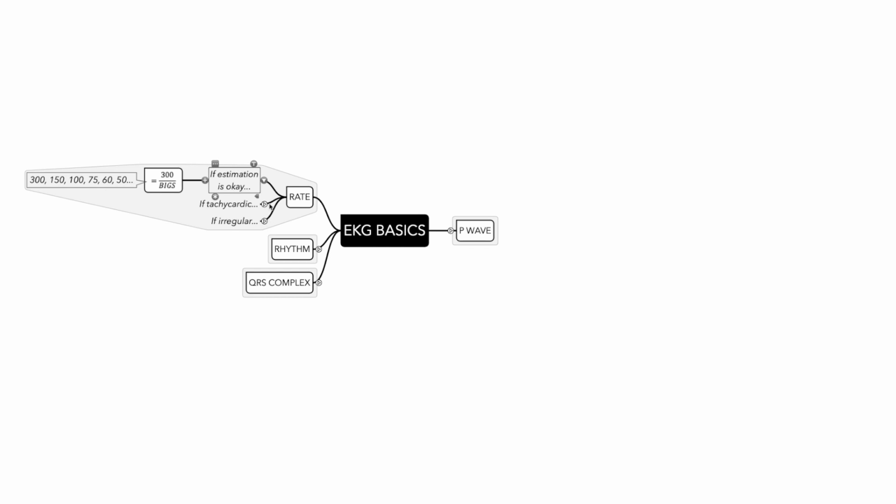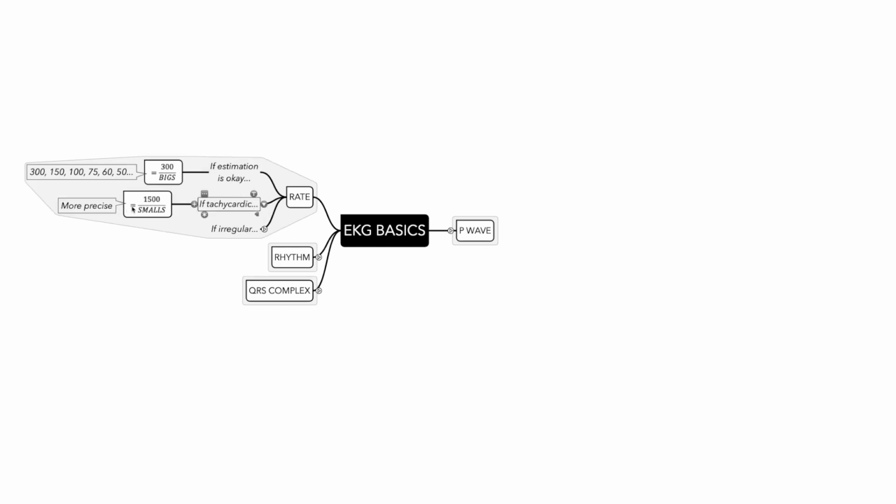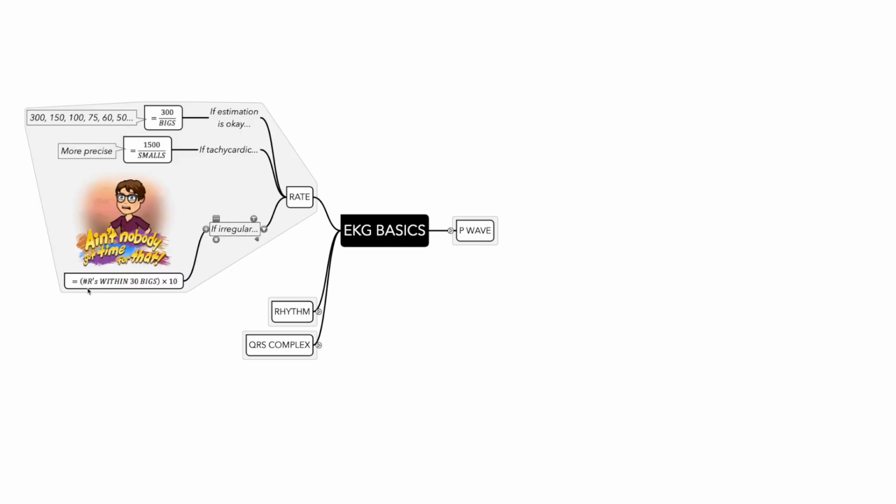Okay, if you're tachycardic, again, this is if estimation's okay, but if you're tachycardic, you would say 1500 divided by the number of small boxes. And of course, this is going to be a more precise representation of your heart rate. And you would want to use this if it's faster because you wouldn't want to estimate. I would commit these to memory to speed things up. Now, if the rate's irregular, then you would count the number of R's from the QRS complex within 30 big boxes, and then you would multiply that by 10. But you should do that sparingly because it takes a long time to count that.